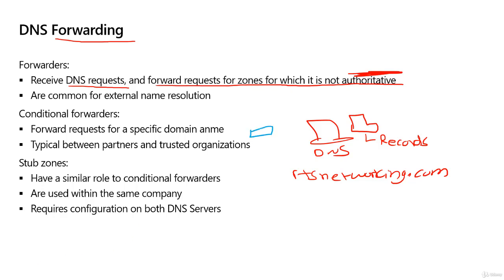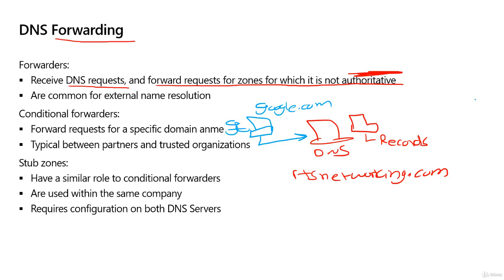I have a client that passes a request to my DNS server, and they're trying to get to google.com. That request goes up to the DNS server. The DNS server says, buddy, I can't really help you out with that. I only store records for rtsnetworking.com. I don't know who google.com is. That's where a forwarder comes into play.